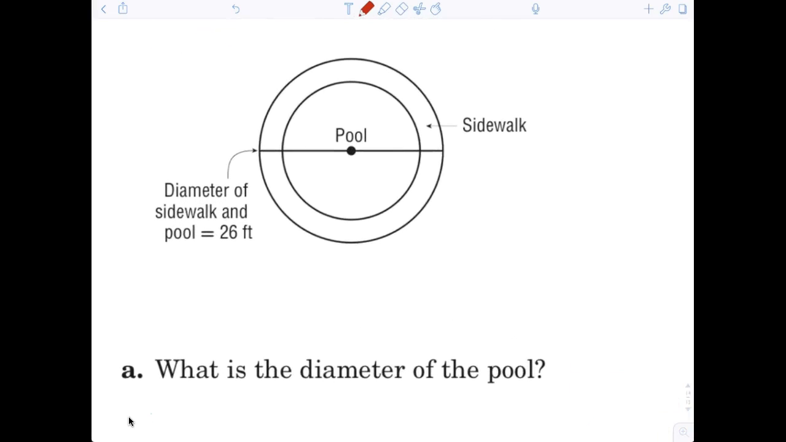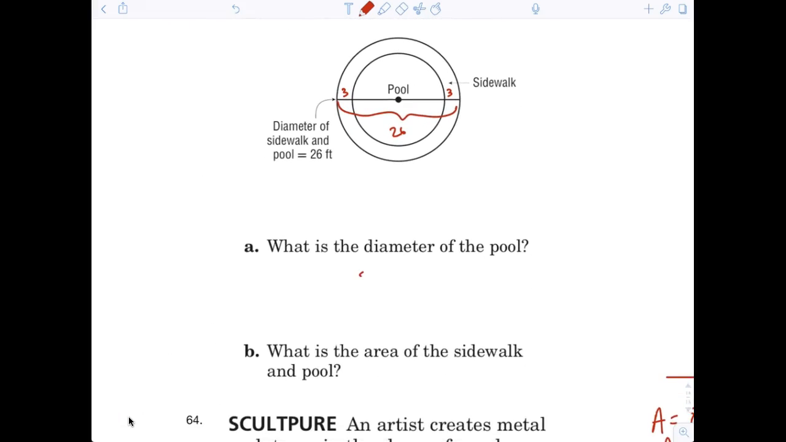And again, if you're making a mistake, if you're not putting up here what? That's 3, and that's 3. And then from here to here is what? 26. That's what you should be doing. And then obviously the diameter is now what? 20 feet by drawing it out. What's the area of the sidewalk? Well, the area of the sidewalk is going to be, tell me how to do it.